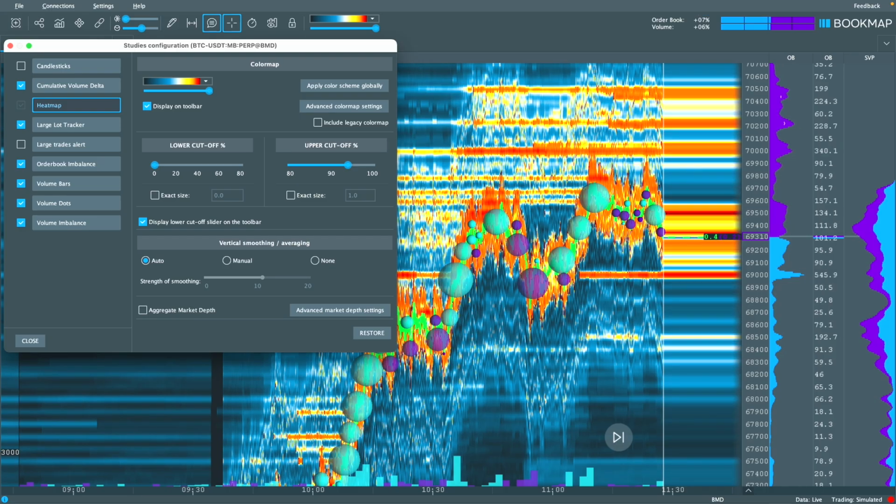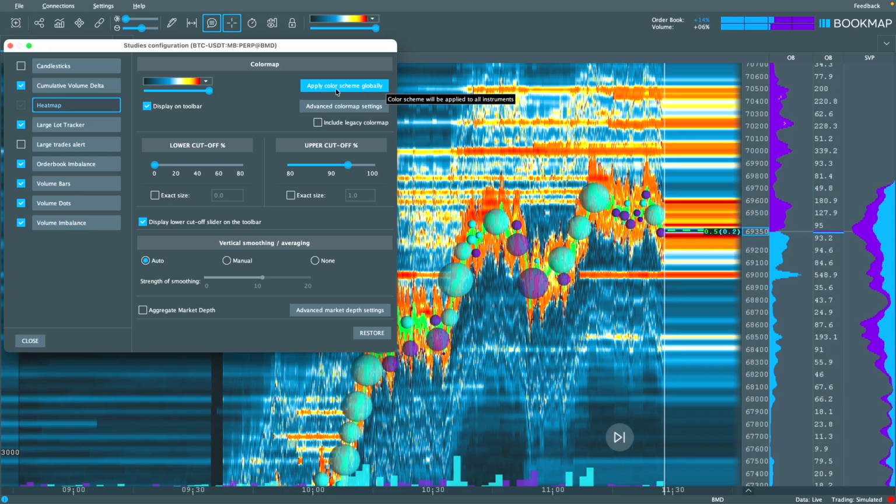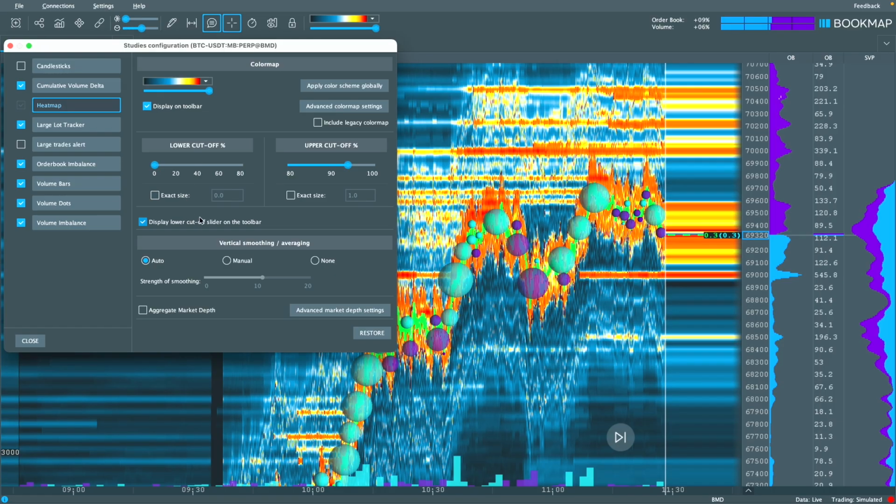When we look at the settings for the heat map, we can see that at the top you have the color map settings, which is also in the top toolbar if the display on toolbar option is selected. Now to the right, you can see apply these settings globally if you would like. I do not adjust any of the advanced color map settings here. Down here, you will see the lower and upper cutoff percentages. The lower cutoff percentage setting is the same slider you have on the top toolbar up here. The upper cutoff percentage is usually set around 95%.